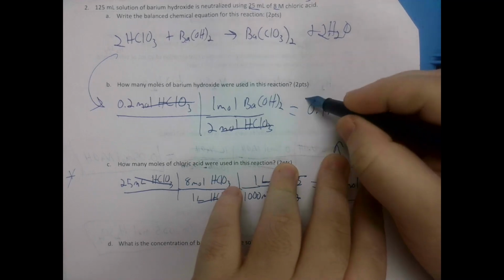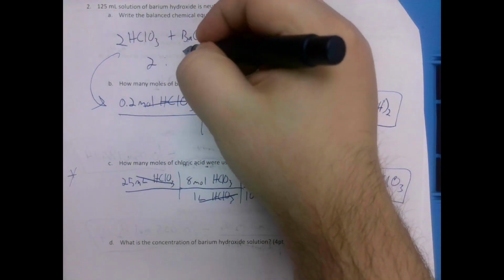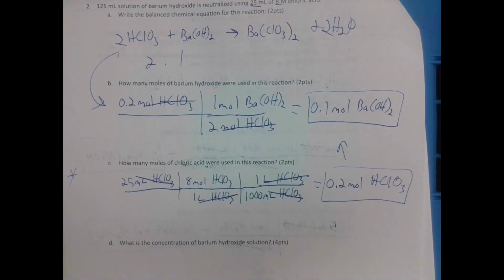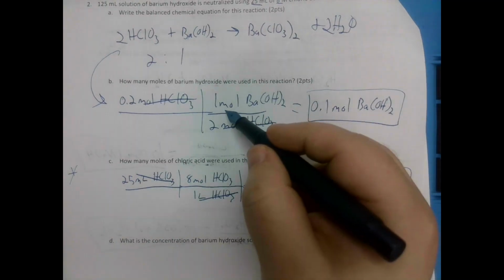It's literally just dimensional analysis. You have your ratio of 2 to 1, and I always include units and go all the way out every single time, canceling them out until I get my answer. So what is the concentration for the barium hydroxide solution?